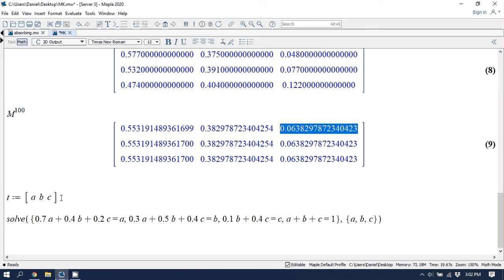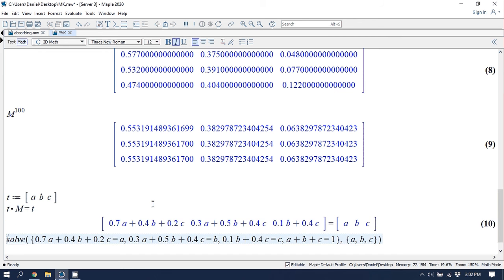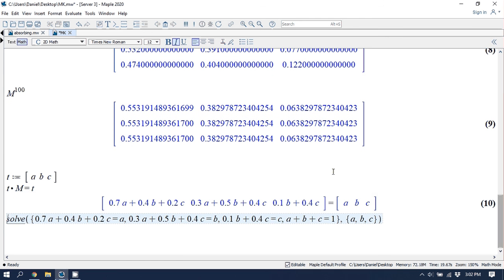And if that is a fixed probability distribution, then if we multiply by the transition matrix, you're going to end up with the same probability distribution. So this is the main property of the fixed probability distribution, and that's where you get the system of equations to find A, B, and C. So once again, assuming A, B, and C will be the final probability distribution, then if you multiply by the transition matrix, that won't change it. That's the meaning of T times M equals T.